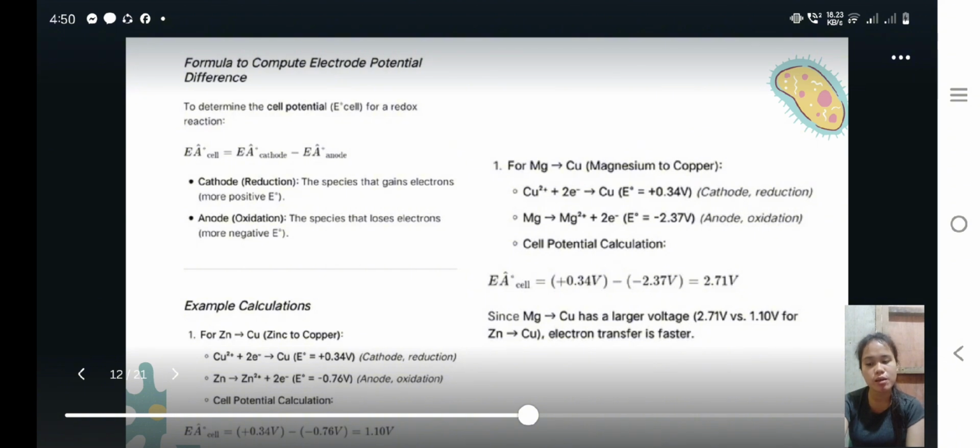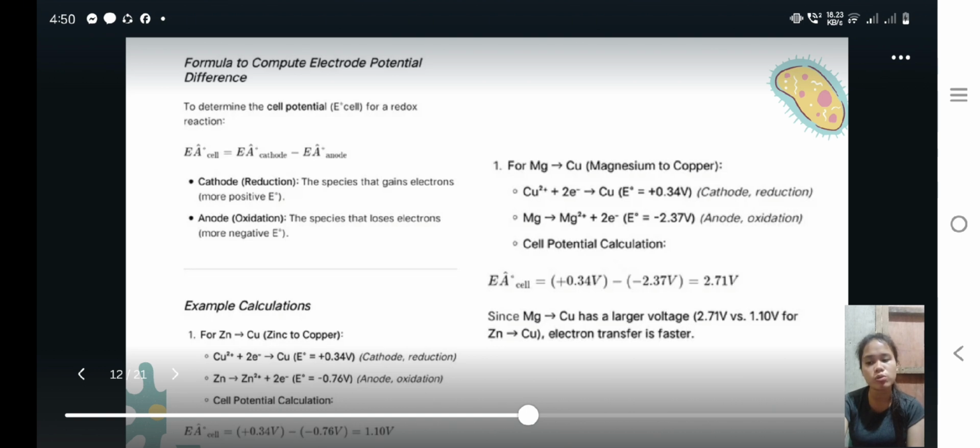And as you can see, the zinc becomes zinc ions, so anode more negative, that's why it's 0.76 volt, and it's oxidation. When we say oxidation, it's loss of electrons. That's why the zinc becomes zinc 2+, because mas higher na yung protons niya kaysa sa electrons. Then substitute lang, then the answer is 1.10 volts. And the magnesium to copper naman, same process lang. Then substitute, then becomes 2.71.